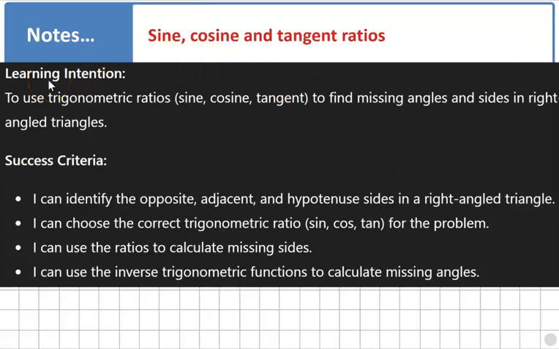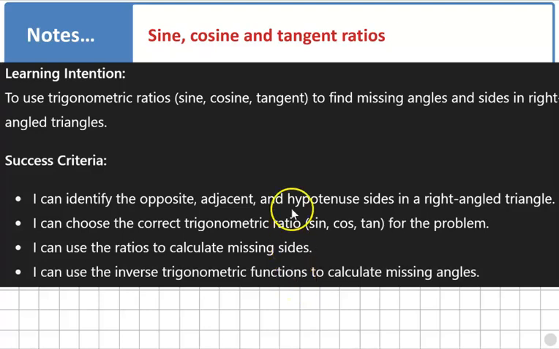Learning intention: to use trigonometric ratios, sine, cosine, and tangent, to find missing angles and sides in right angle triangles. Success criteria: I can identify the opposite, adjacent, and hypotenuse sides in a right angle triangle. I can choose the correct trigonometric ratio, sine, cos, or tan for the problem. I can use the ratios to calculate missing sides. I can use the inverse trigonometric functions to calculate missing angles.